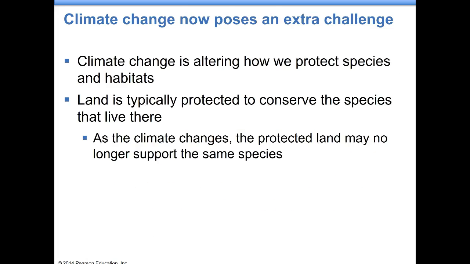We also have to be aware of the climate change, and that is altering how we protect our species and our habitats because we are changing. The temperature is changing, it's going up, and species that were adapted to certain temperatures aren't able to live in the warmer temperatures. As a result, we're seeing, like the Canadian geese, that they're staying in this area because the climate is just right for them. They don't have to worry about the cold anymore. So land is typically protected to conserve the species that live there. And as the climate changes, we need to protect the land so that we can have the species surviving.